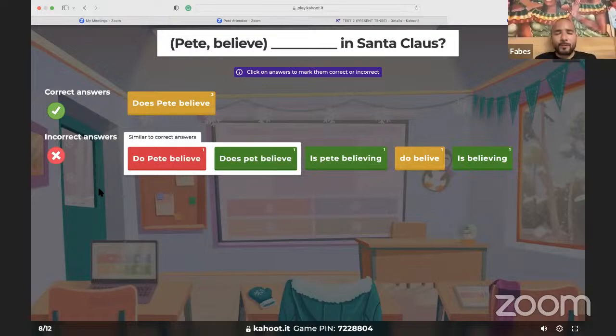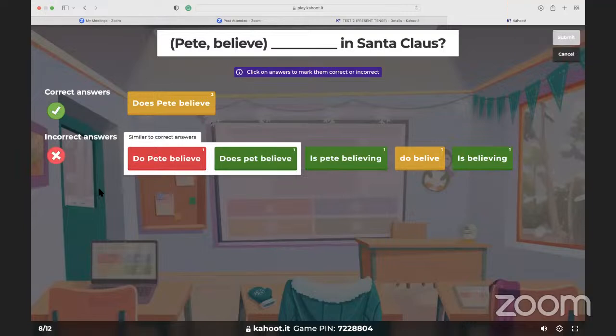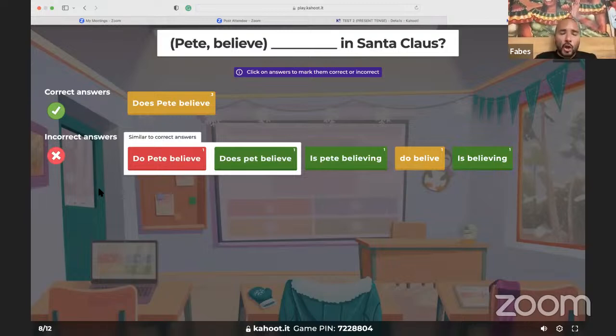Non-actions don't take the progressive form. The non-action verbs are also called state verbs. Believing is a state, it is not an action. Loving is not an action, it's a state. I love you. You don't say I'm loving you. I mean, you can say I'm loving it, McDonald's, but obviously it's a gimmick of marketing. It's un truco de mercadeo.